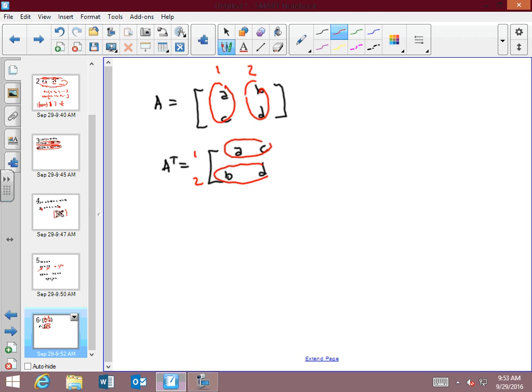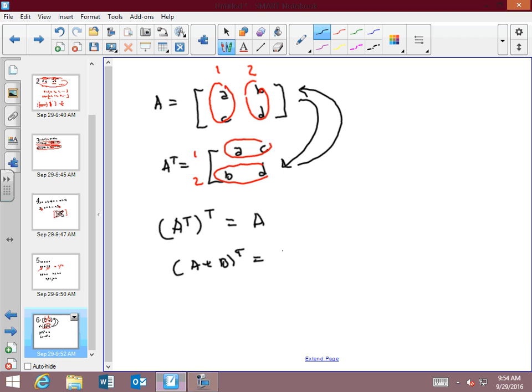And then the rules apply. If you've got A transpose, and then you transpose that, you get A, right? So if you go from here to there, and then you go back up here, you're right back to where you started from. And then (A plus B) transpose is A transpose plus B transpose. Now those two are fairly intuitive, right? I mean, that's what you would think.